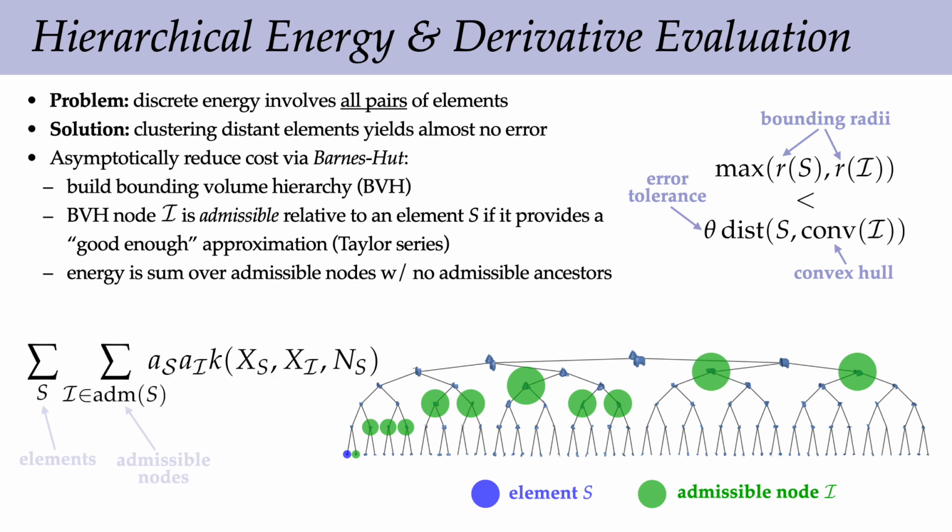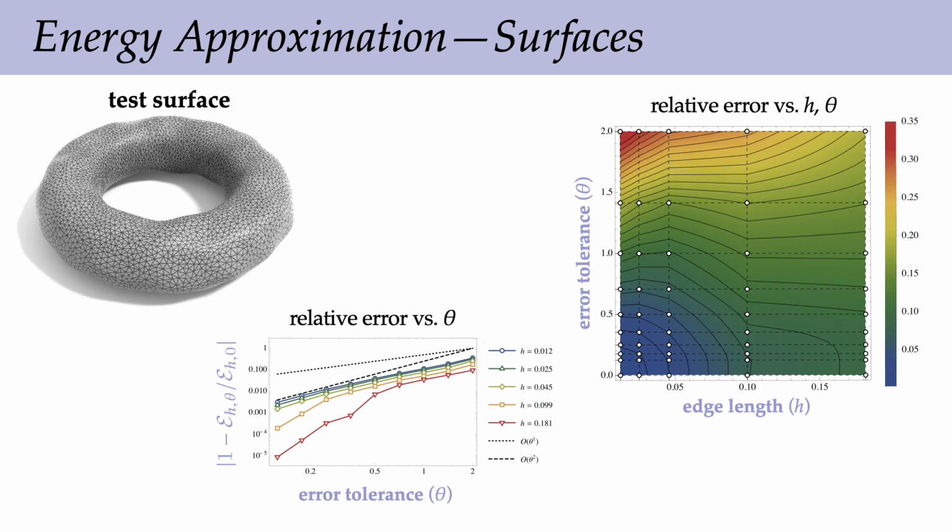In particular, we sum up the area of S times the total area inside node I times the tangent point kernel K applied to the centers of mass and the normal of S. Using the same test as before, we can check that this scheme indeed provides a very good approximation of the naive sum over all pairs, and a nearly identical scheme can be used to approximate the energy derivatives.